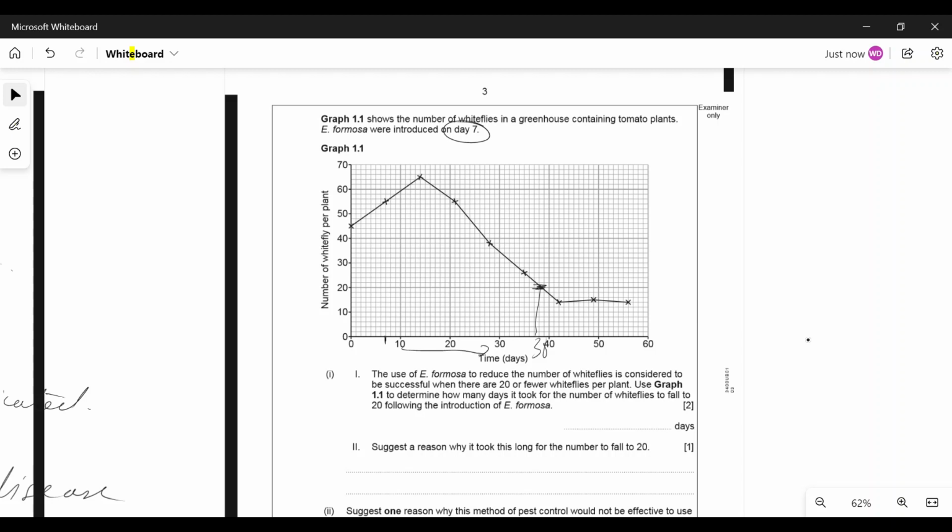So 38, take away 7, 31. You could accept 31.5 or 32 depending on how you read that point there. I could award 1 mark for just putting that number there, so I could give 1 mark for 38, 38.5 or 39.